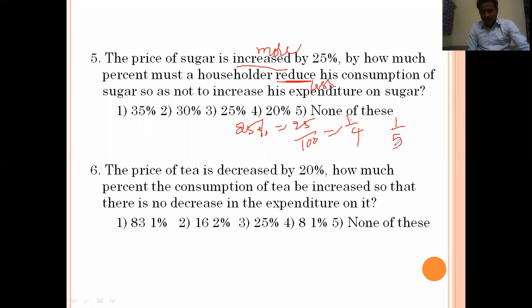So write the numerator value as it is, and in the denominator add: 4 plus 1 is 5. 1 by 5 into 100. 5 ones are 5, 5 twos are 10, so 20%. 20% means option number 4 is the right answer.